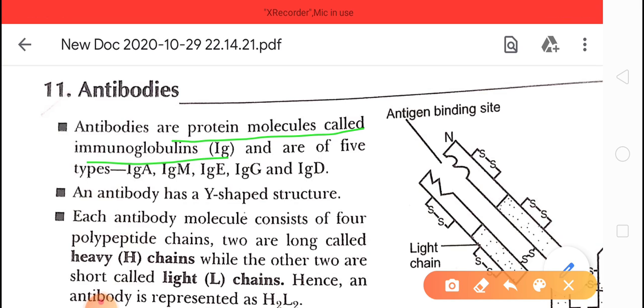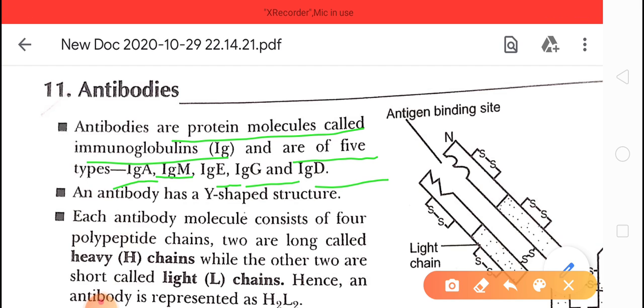The antibodies or Ig are of 5 types: IgA, Ig that is immunoglobulin, IgA, IgM, IgE, IgG and IgD. These 5 types of antibodies are found, and they kill the pathogens.